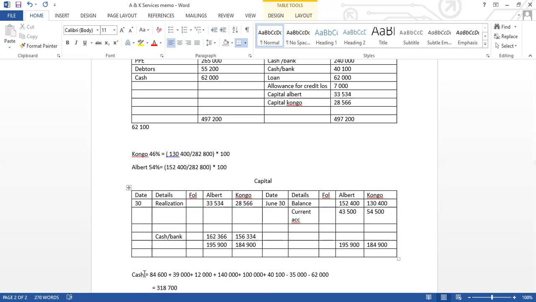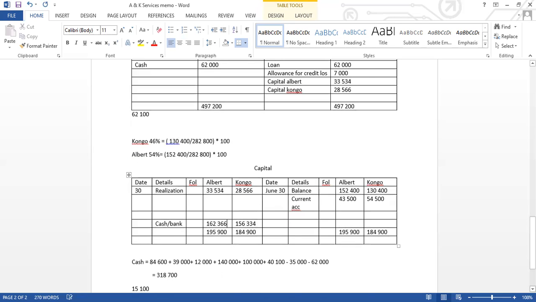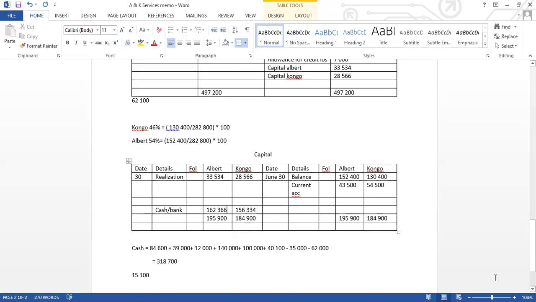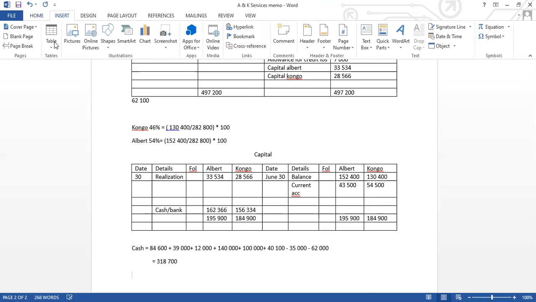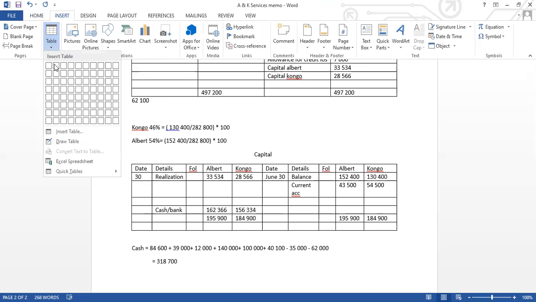Because now, if you are told to draw up your bank account or your cash account, it will balance and close off because the two sides will be the same. Let's try doing it. Because now our capital account is balanced, so let's try drawing up our bank account.